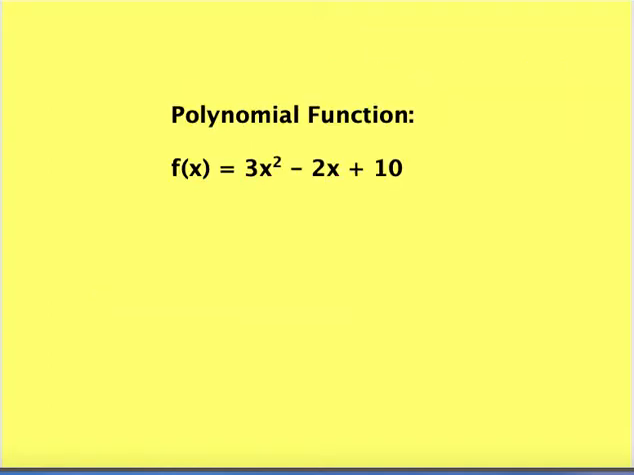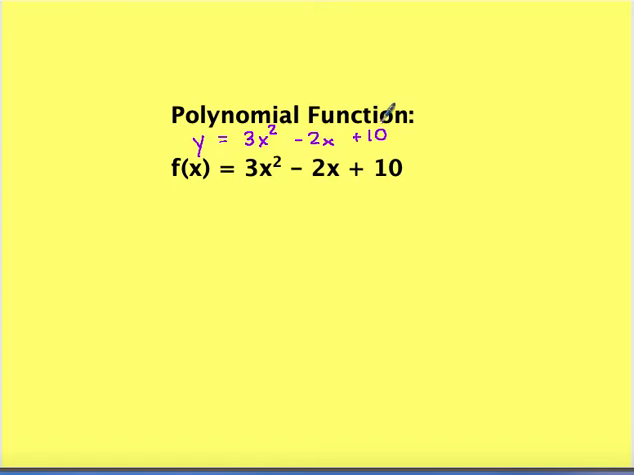Okay, so now we're going to look at what a polynomial function looks like. Now, when we're just talking about an expression, we see 3x squared minus 2x plus 10. When we started algebra, we would have represented this as y equals 3x squared minus 2x plus 10. But when I write it as a function, I use that f of x notation.